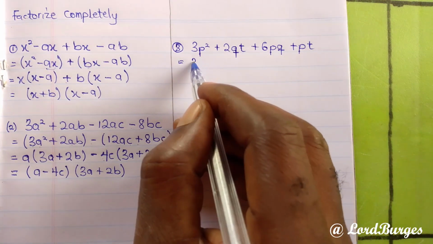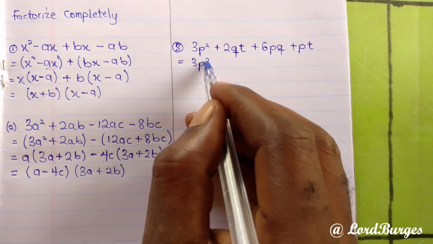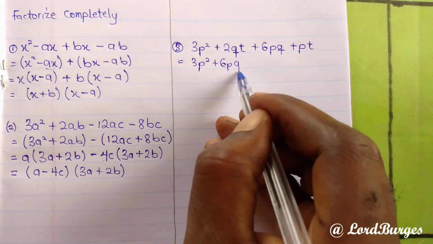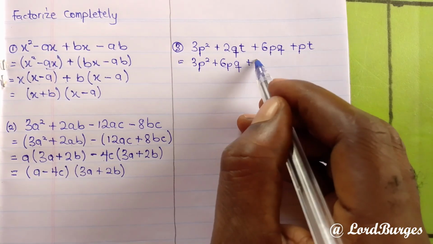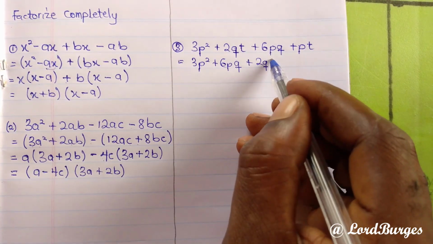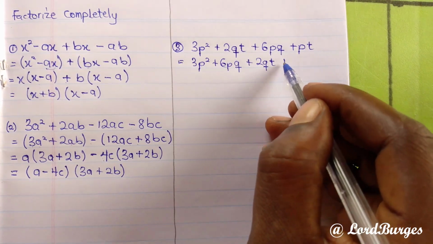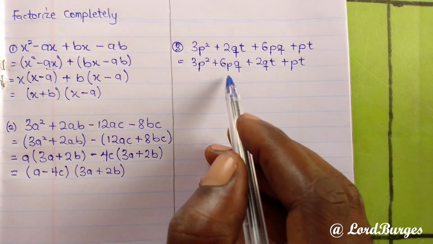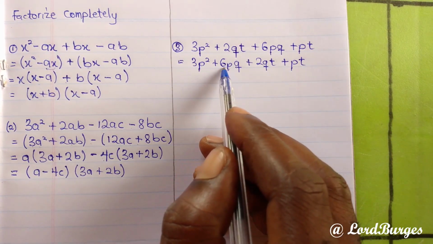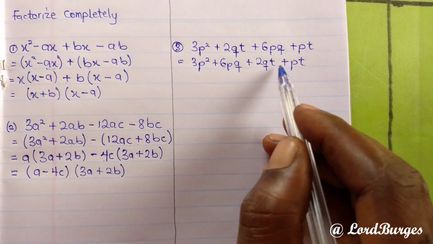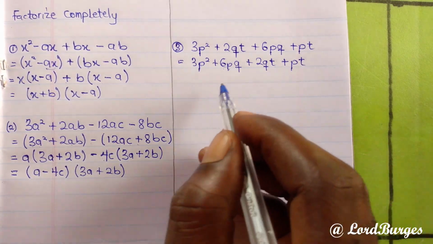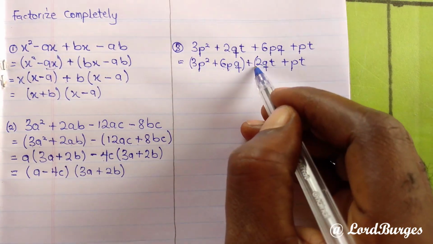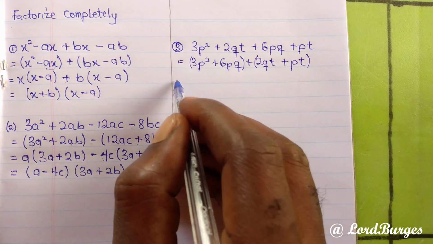So I'll rewrite this as 3p squared plus 6pq plus 2qt plus pt, such that now I have p in common and I have t in common. So I'll put this in brackets and put this also in brackets.